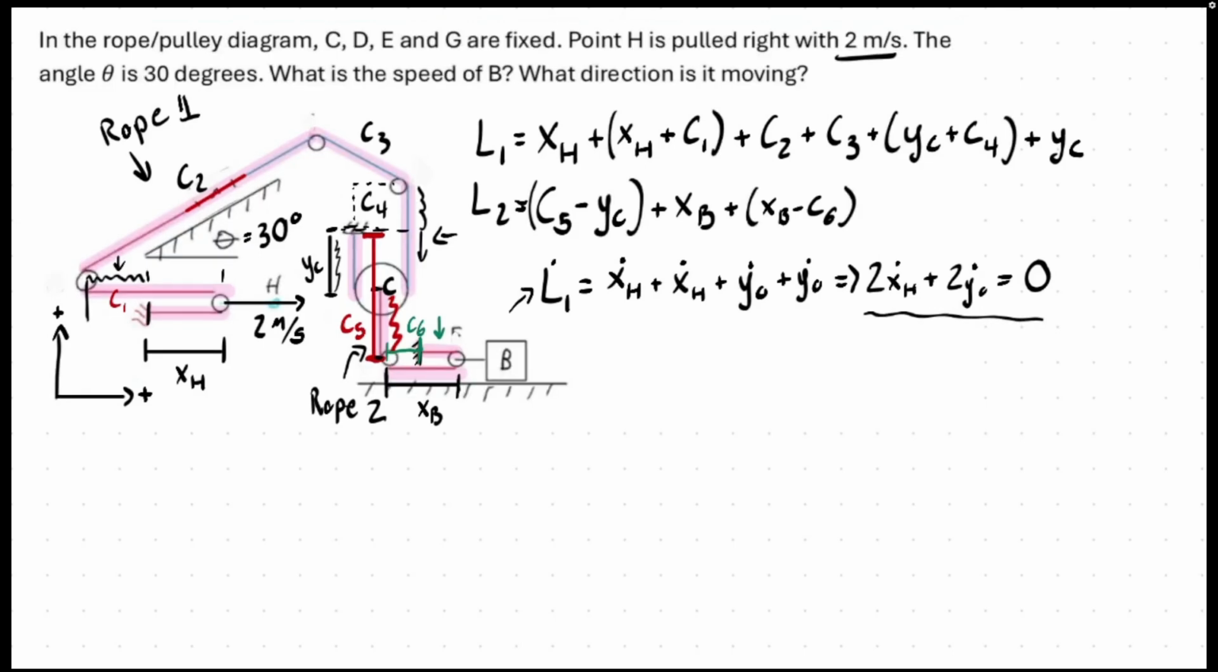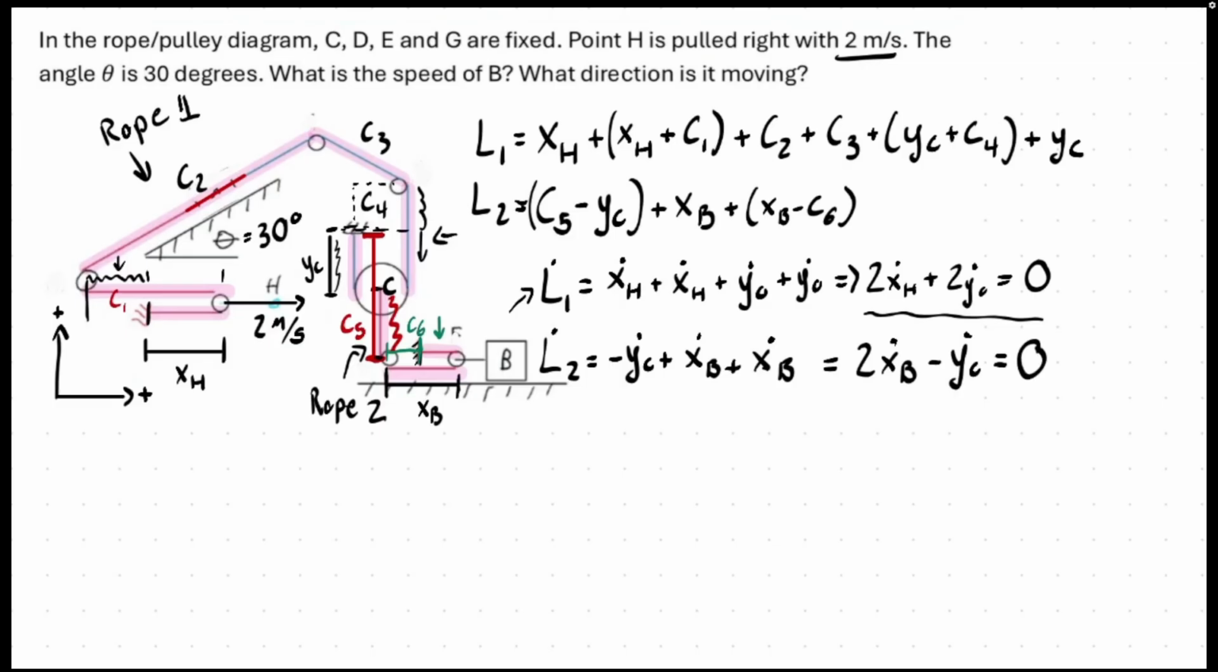Let's take the time derivative of the second length. C5 is a constant, so that disappears. So we have negative YC dot plus XB dot plus XB dot again, and minus C6, which just becomes 0 after the derivative of a constant. So this becomes 2XB dot minus YC dot equals 0.